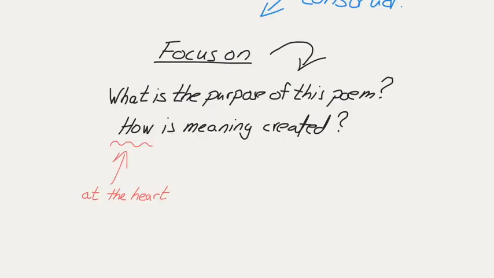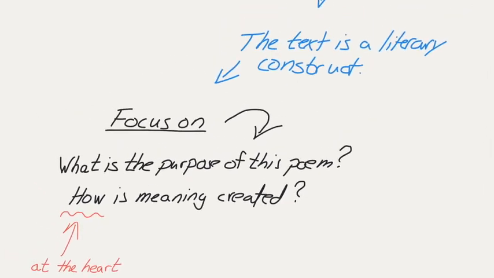When it then comes to the focus of the subject matter in your commentary, there seems to be some confusion among students on what to focus on. The whole focus of your IOC should be on what is the purpose of this poem? What is the poet trying to say? And how is he or she expressing that? So how is the meaning created? That is your sole focus.